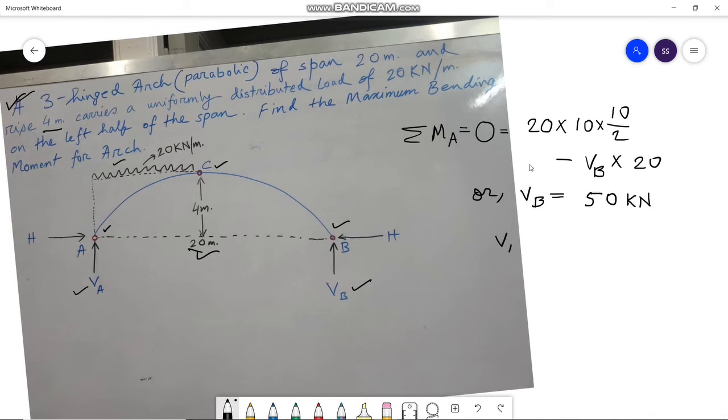So V equals to 150 kilonewton. So sign convention for this calculation, we have clockwise moment as positive and anti-clockwise moment as negative.